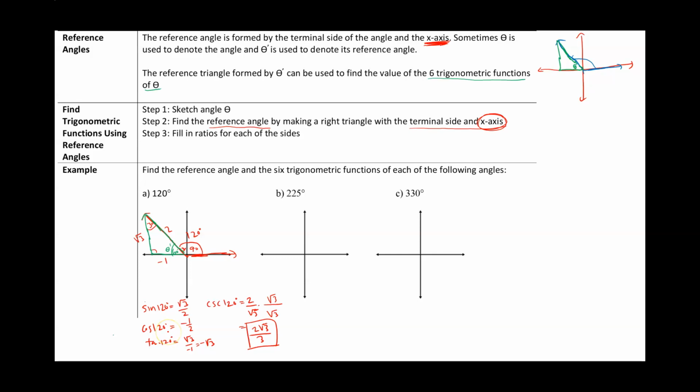Okay, now let's take the secant. I'll write that up here. I know I'm running out of space here. Secant of 120. So if the cosine is negative 1/2 and you flip that, the secant is going to be negative 2 over 1, which is negative 2.